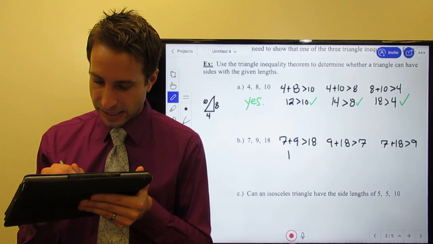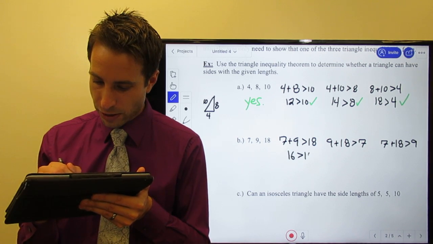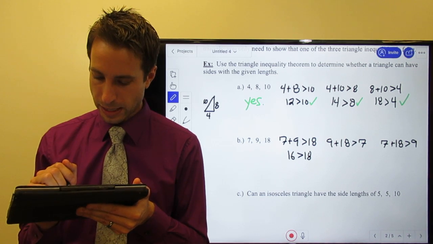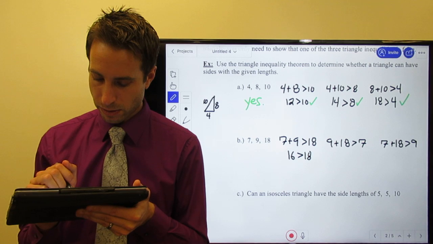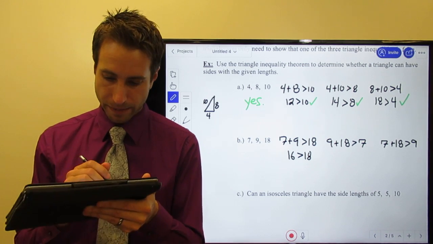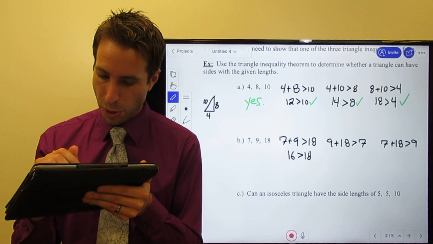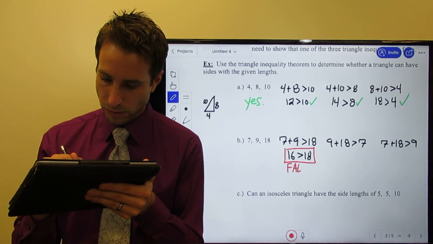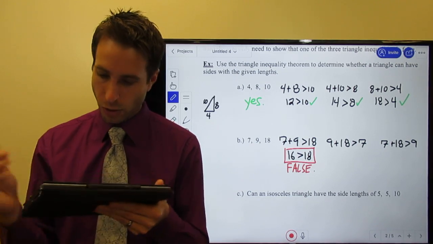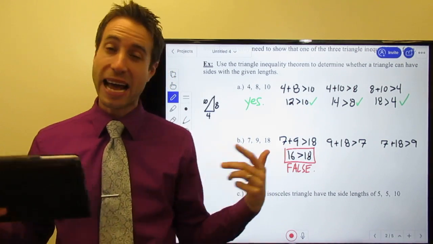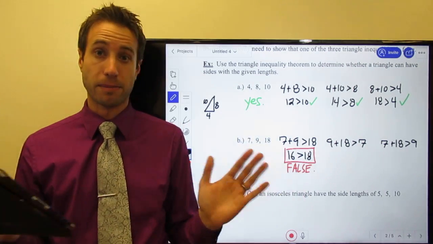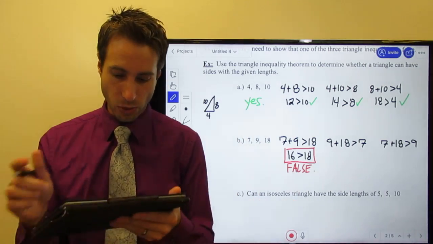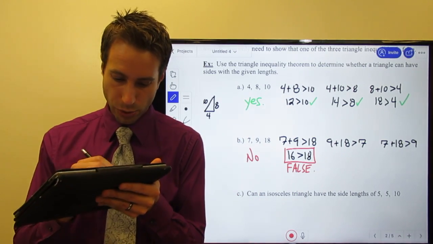7 and 9 is going to be 16. Is 16 greater than 18? Wait, did I do that right? I did. Look at that. Is 16 greater than 18? That is false. No. Okay, I'm going to do the rest of them anyway, but at this point, you can stop. 16 is not greater than 18. That's false. This doesn't work. No, you cannot build a triangle.